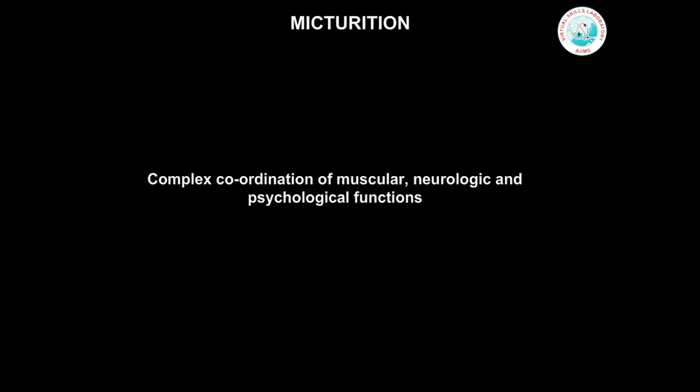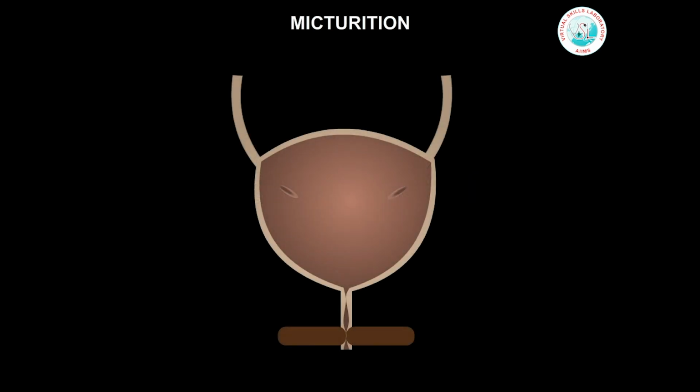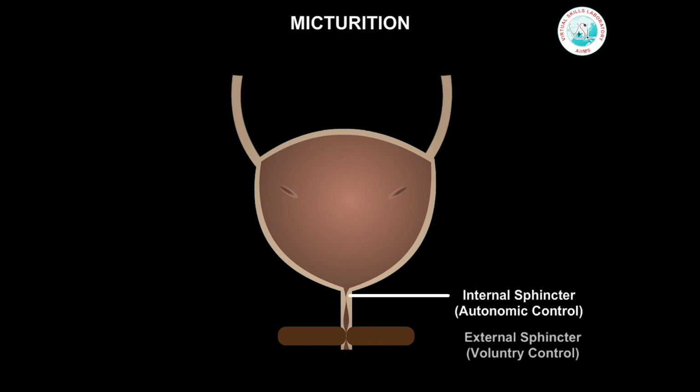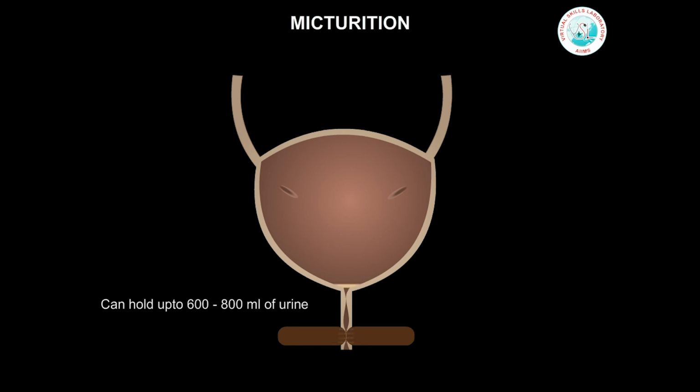Now let us understand how micturition occurs. A normal bladder functions through a complex coordination of muscular, neurologic and psychological functions. The bladder neck has two sphincters, an internal sphincter that works under the autonomic nervous system and an external sphincter that is under voluntary control. Our bladder can hold up to 600 to 800 ml of urine. When the volume reaches around 400 ml, it is perceived as a sensation of fullness and a desire to micturate.